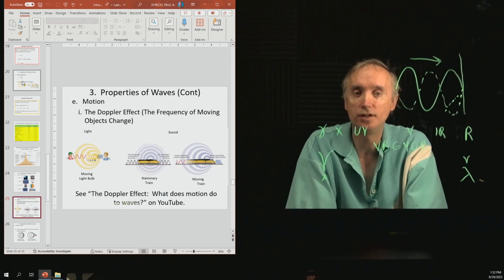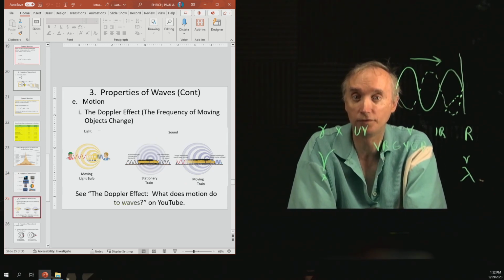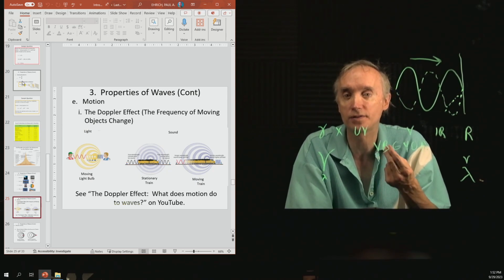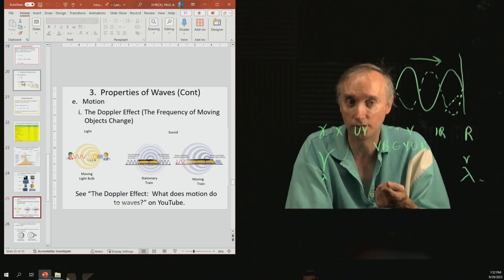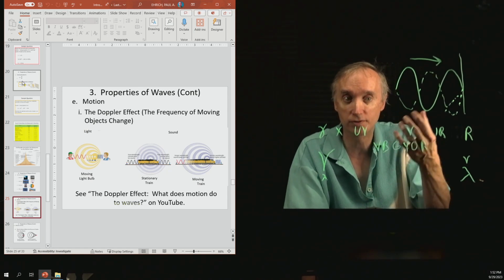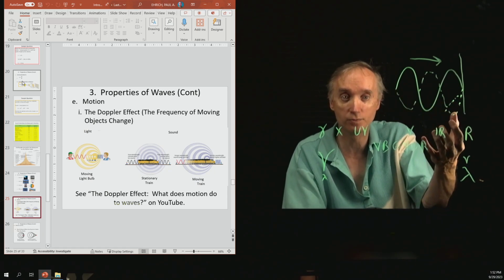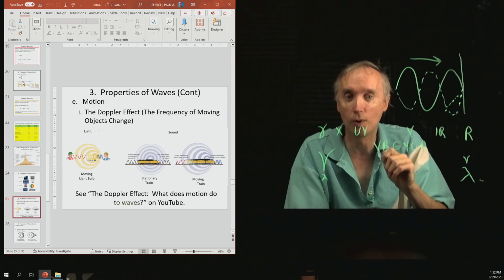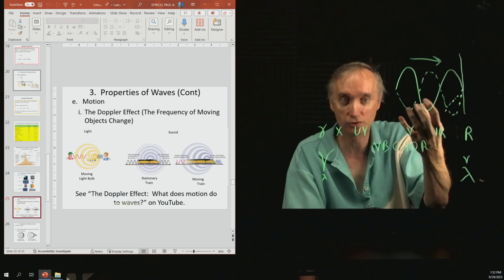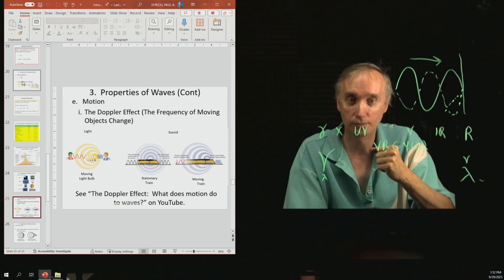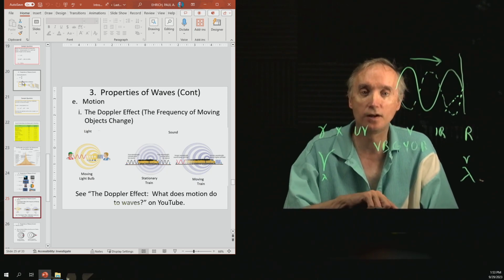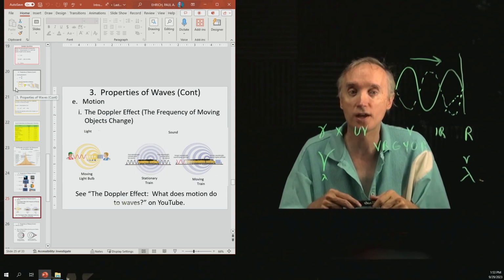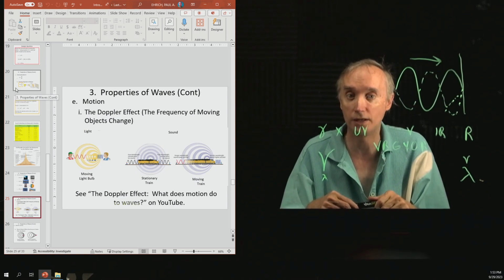Okay, the next thing that you need to know about is the Doppler effect. You can say it one of two ways. It explains how the frequency of a wave changes as the source of the wave is moving towards you or away from you. Or you could say, how does the wavelength change as it moves towards you or away from you? In the case of light, it's going to change color. In the case of sound, it's going to change pitch.